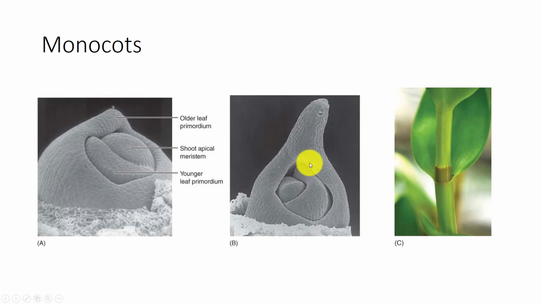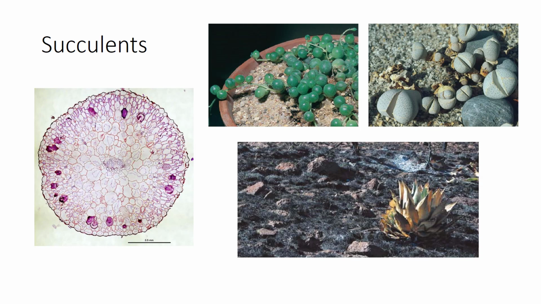Those with linear strap-like leaves grow continuously from a basal meristem. It remains active so that if the lamina is removed, more can grow. Tissues differentiate just above the basal meristem. Now I'm going to talk about some of the common specialized leaves.